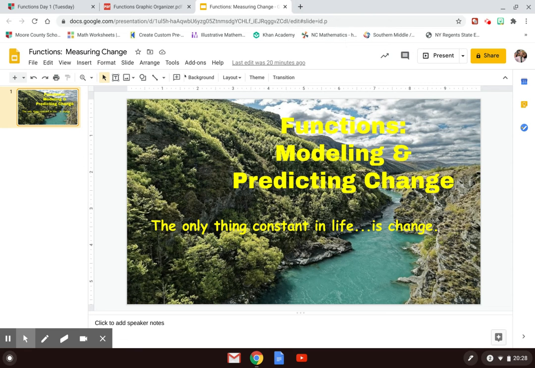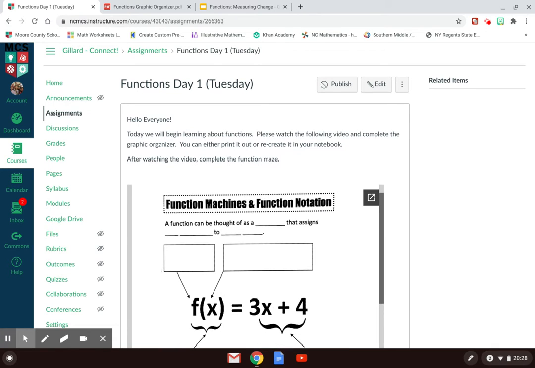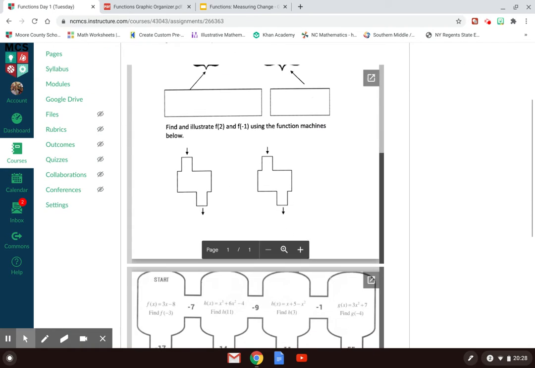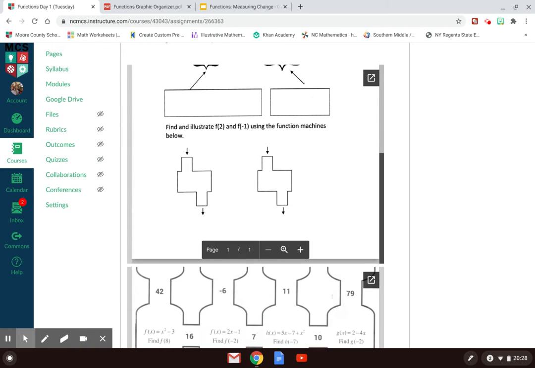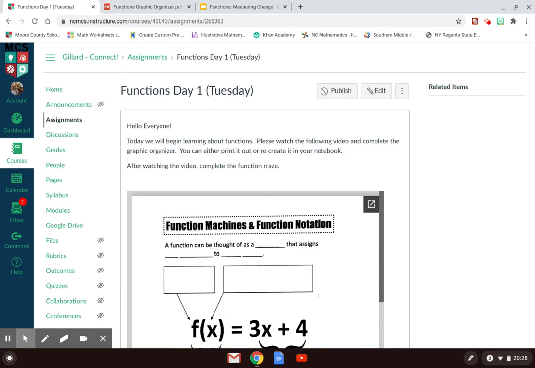Okay, so if you go to Canvas, you'll see that there are two embed documents in your posting today. We have our guided notes for the function machines and function notation. And then there's another embed, which is the functions maze for later today after you complete the graphic organizer.